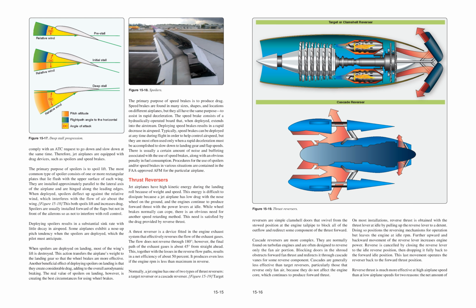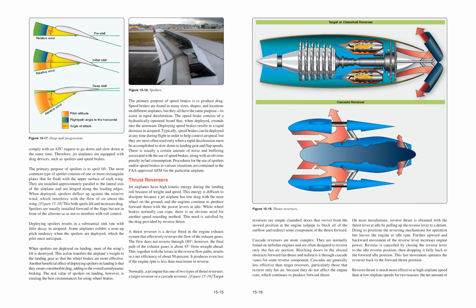particular airplane. Thrust reversers. Jet airplanes have high kinetic energy during the landing roll because of weight and speed. This energy is difficult to dissipate because a jet airplane has low drag with the nose wheel on the ground, and the engines continue to produce forward thrust with the power levers at idle. While wheel brakes normally can cope, there is an obvious need for another speed retarding method. This need is satisfied by the drag provided by reverse thrust.